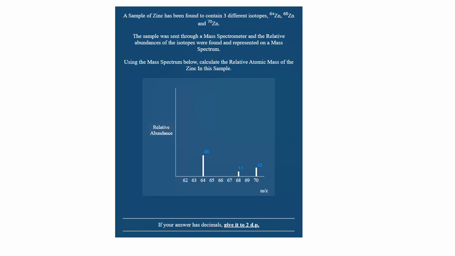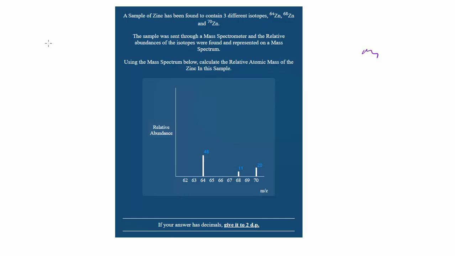Okay, so in this question, we've been given a mass spectrum of a sample of zinc, and what we've been asked to do is to use that in conjunction with the other data provided to work out what the relative atomic mass of this particular sample is. And in this case, we're working with 3 different isotopes of zinc, 64, 68, and 70. So let's just go through this. And we've been asked to give our answer to 2 decimal places, right?